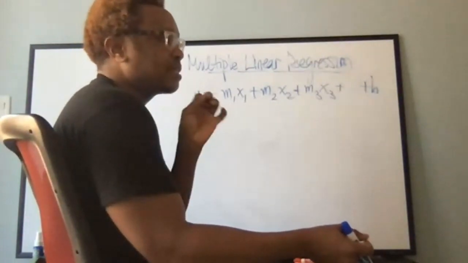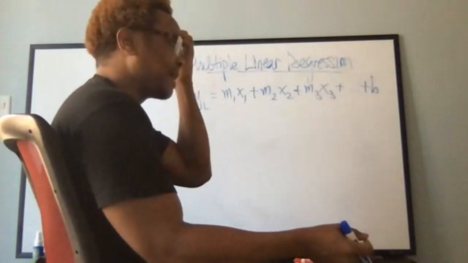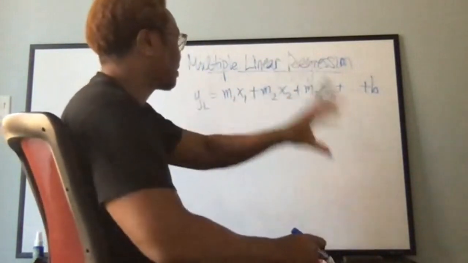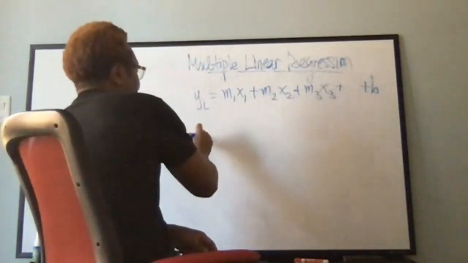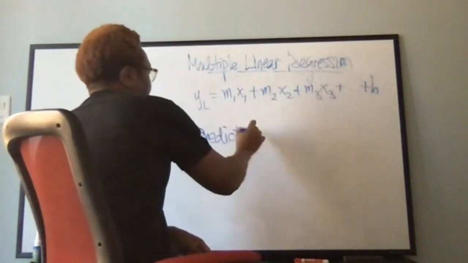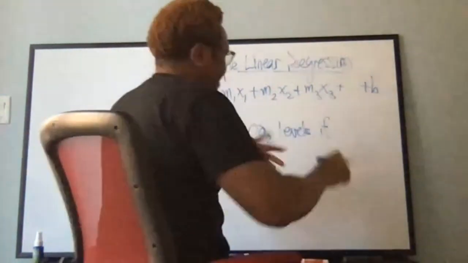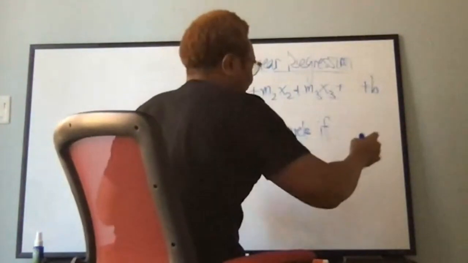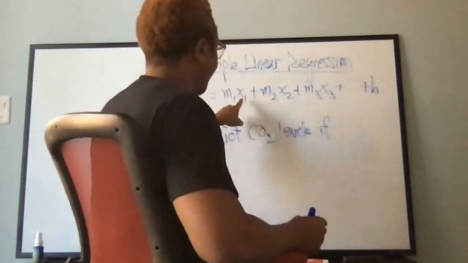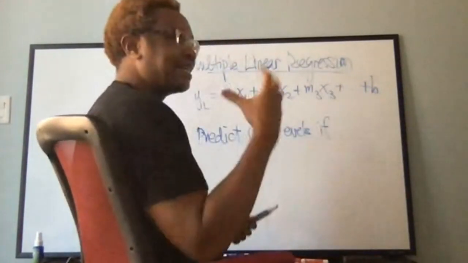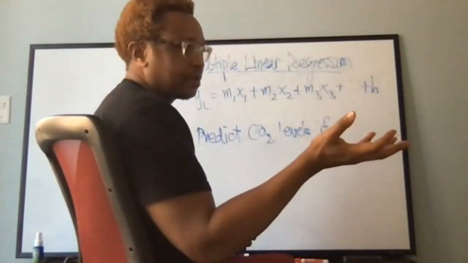I was asking about CO2 levels, if you want to look at the exam. CO2 levels, and I gave you X1, X2, X3, and X4. And I said, for example, predict CO2 levels if... Then I said the first one was... Essentially I gave you values for X1, X2, X3, and X4, right? But I didn't give them to you in order, right?